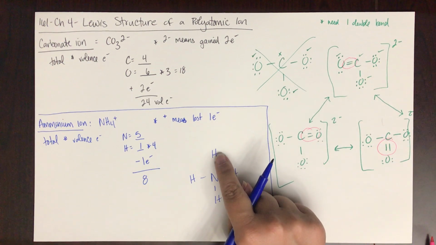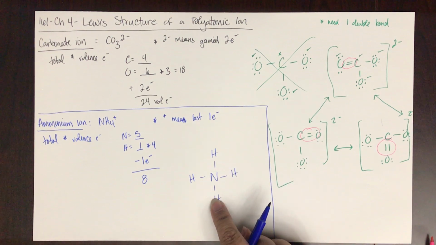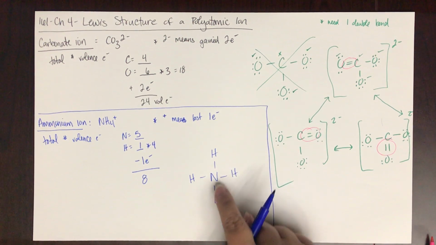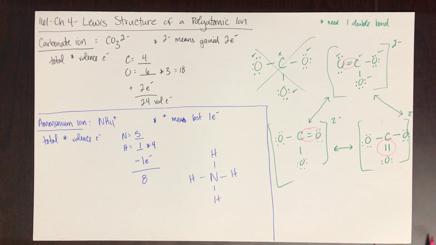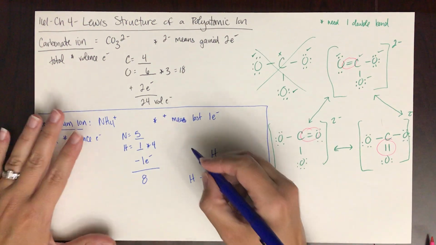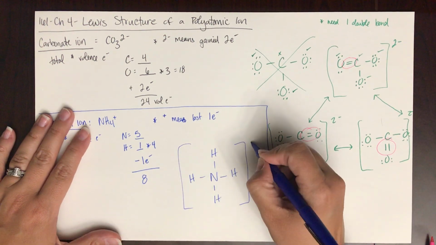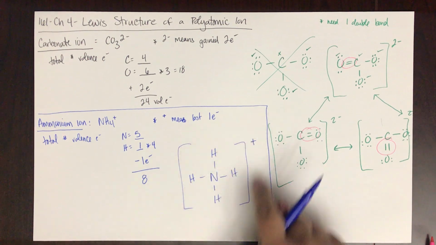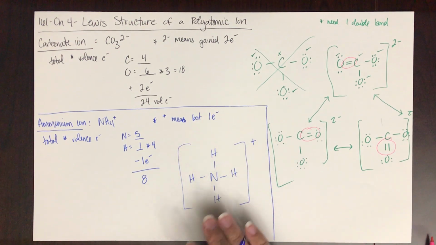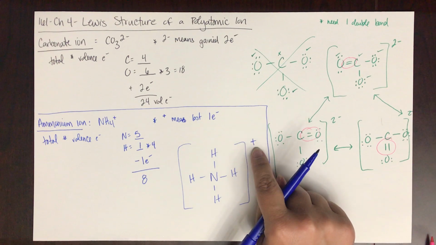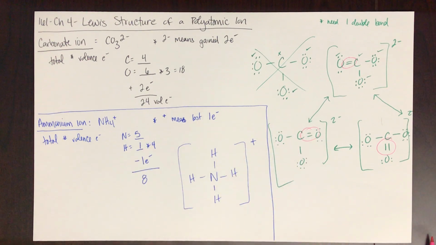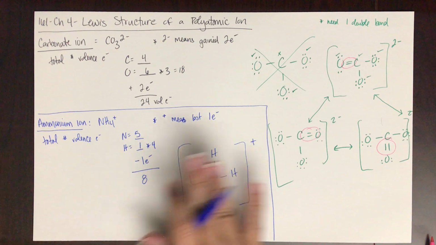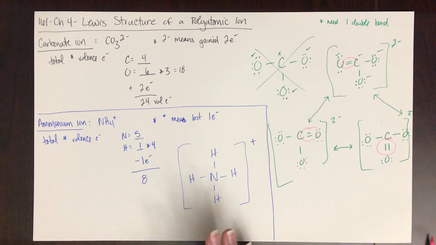Hydrogen is full because it only wants 2 electrons, its duet. So these 4 hydrogens all have 2 electrons. Nitrogen has 2, 4, 6, 8 electrons around it. So everybody's happy. This is the Lewis structure of the ammonium ion. The one thing you need to do is put brackets around it with the charge to show this is the ammonium ion. It has lost 1 electron because it has a positive charge. No resonance structure here because there are no higher bond orders. There's no double or triple bonds.